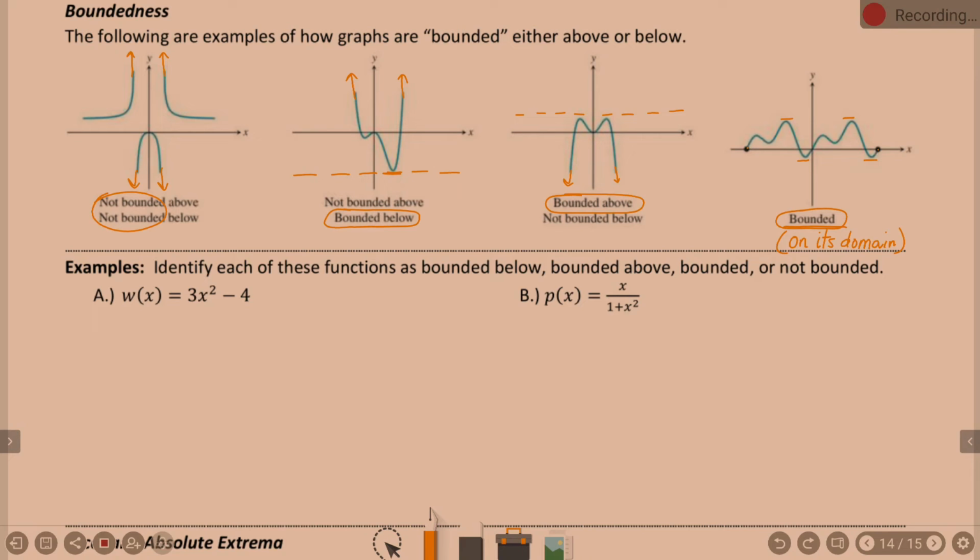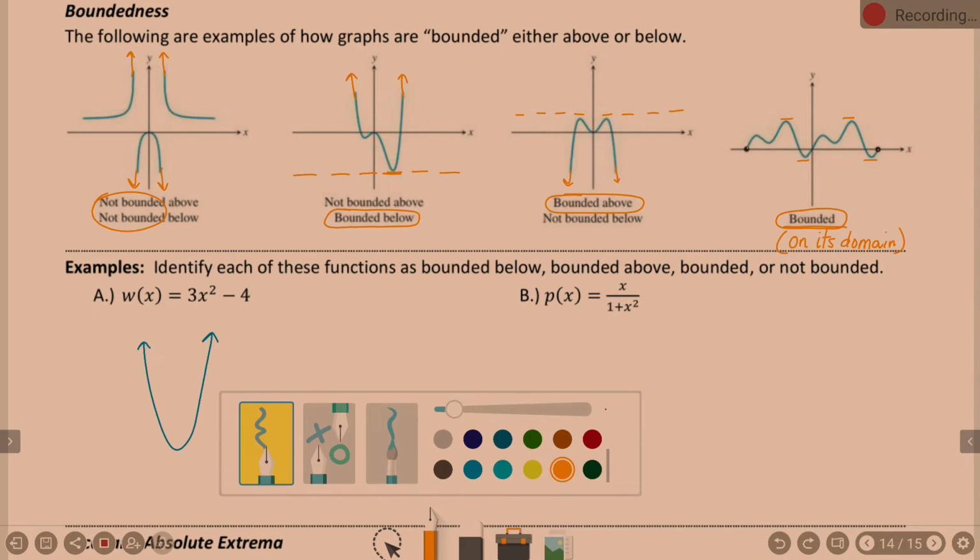Okay. Identify each of these functions as bounded above, below, bounded, or not bounded. Well, what do you think about w of x equals 3x squared minus 4? It's a parabola, yes? Irrelevant is the parabola has a vertical stretch by a factor of 3. It does translate down 4. But here's the deal. How is it bounded?